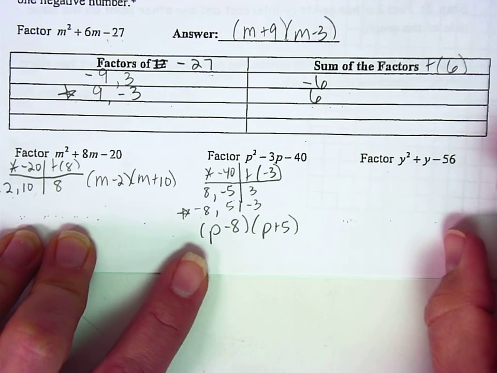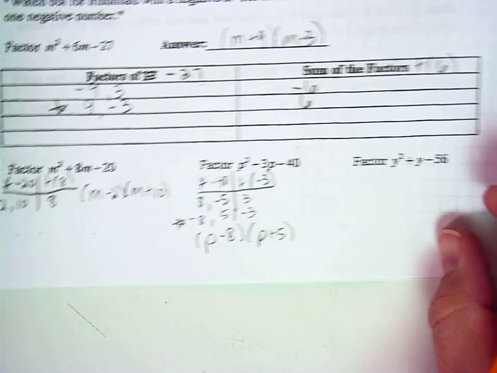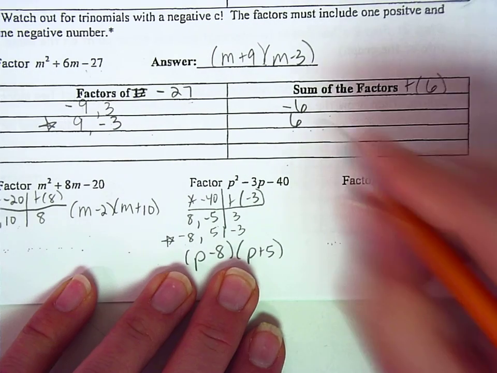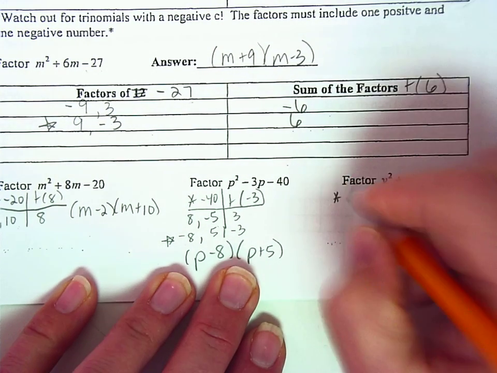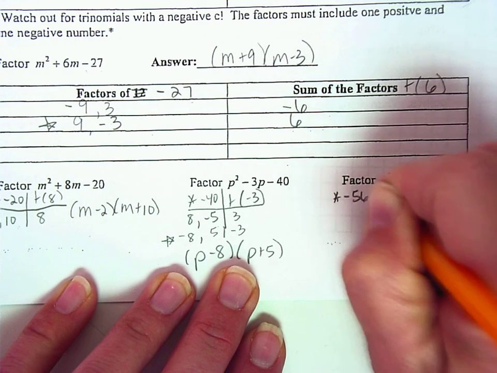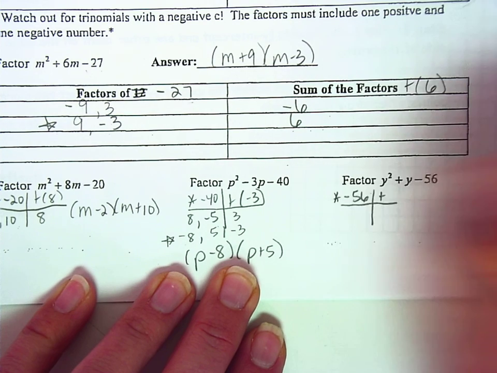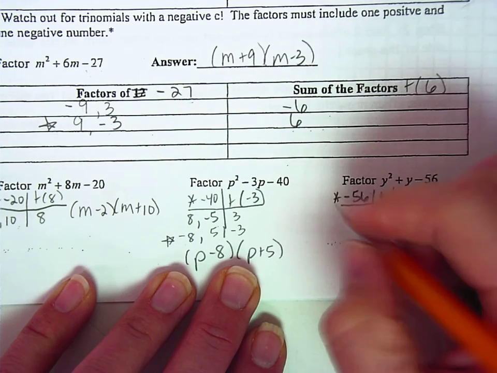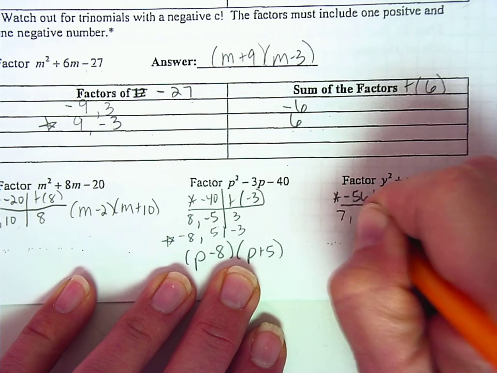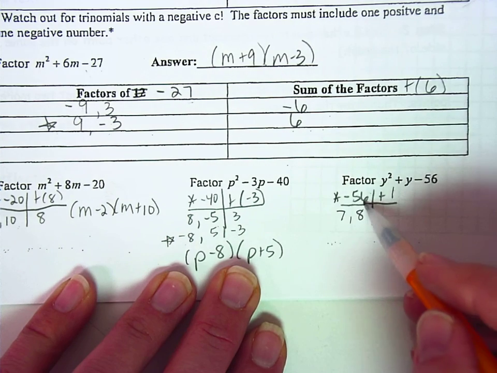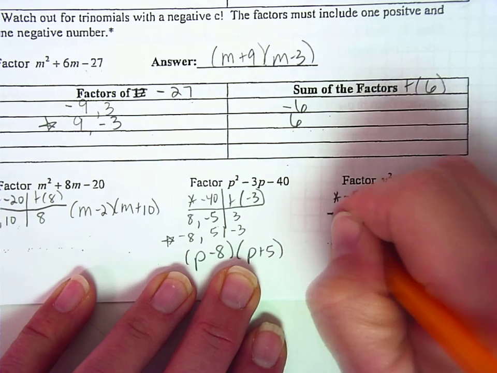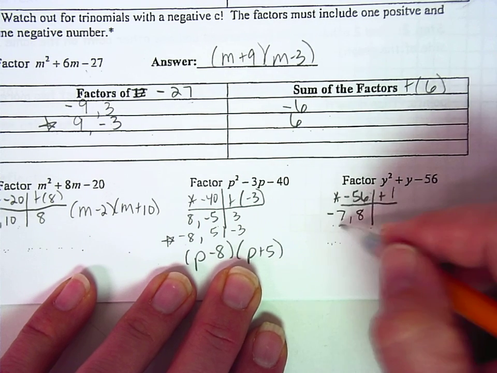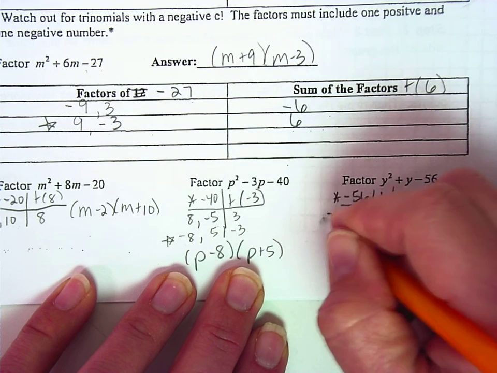Okay, our last one. Here we go. So let's see. The factors of c that add up to b. B value, there's one y, so our b value is 1. So let's see, 7 times 8. Oh, one of them has to be negative, so let's try negative on the first one. So negative 7 times 8 is negative 56. Negative 7 plus 8 is positive 1.